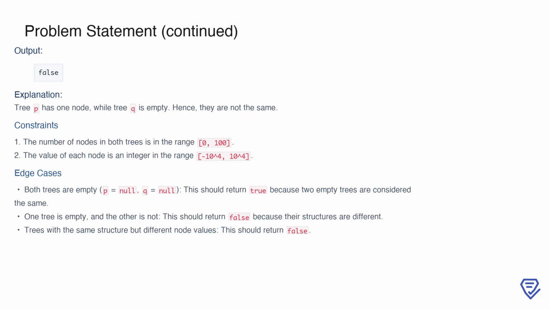In another example, tree P consists of a single node with a value of 1, while tree Q is completely empty, represented by null. Since tree P has one node and tree Q has none, they do not meet the criteria of being structurally identical, and the function would return false. This demonstrates that if one tree is empty and the other is not, the two trees are not considered the same.